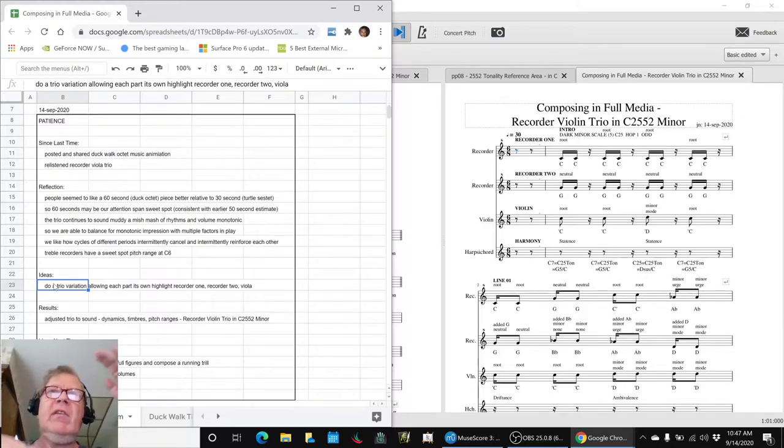monotonic. We had so successfully blended the things that stood out in one part by lowering the dynamics in another part, and vice versa, that they just kind of came out as duh. And we said, okay, well, that was kind of muddy. We called that muddy. So we wanted to allow each part to have its own highlight or stand out.